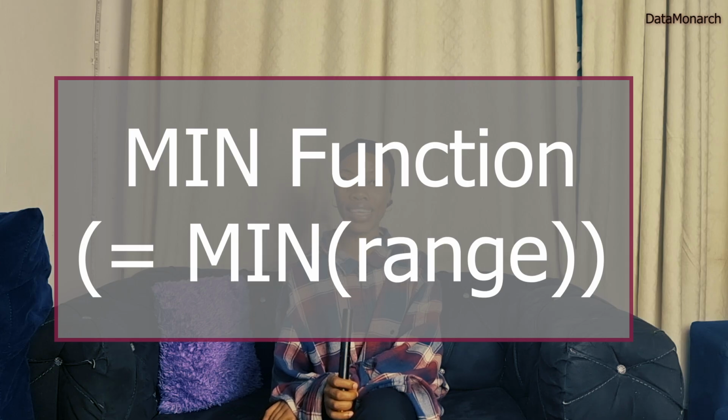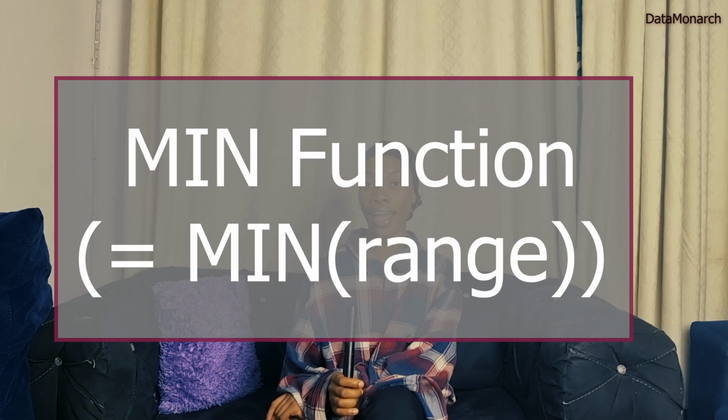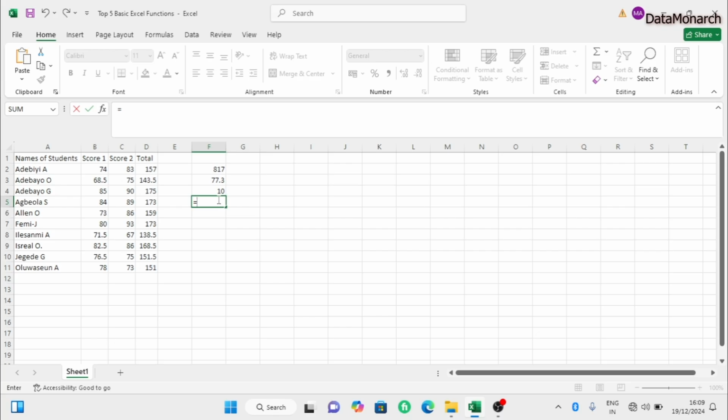The next basic Excel function I have here on my list is min, M-I-N, which is a short form for minimum. This helps me to find the student with the lowest test score. Minimum, open bracket, you highlight the range, you close bracket, so 68.